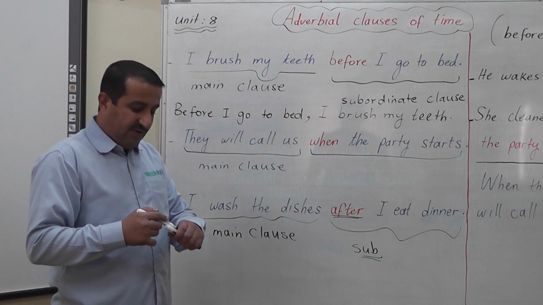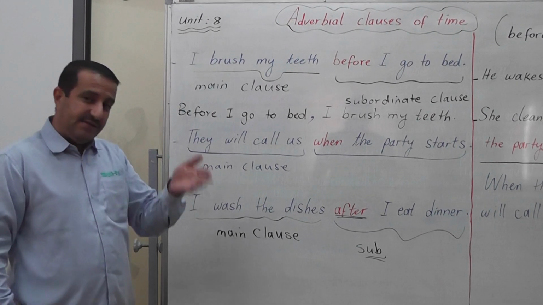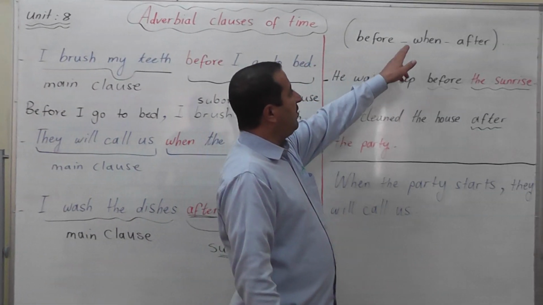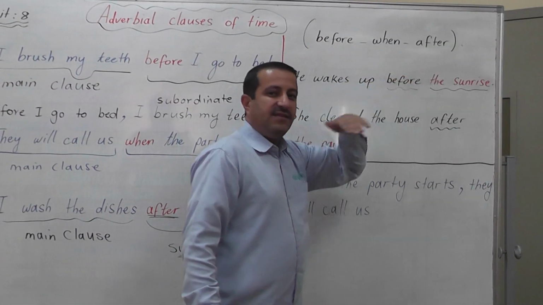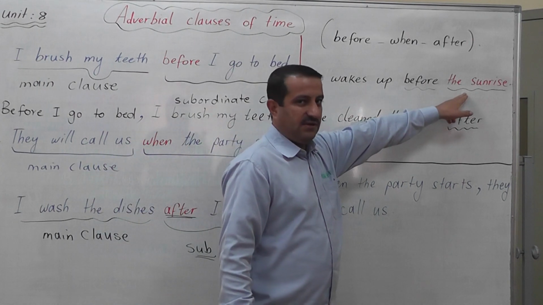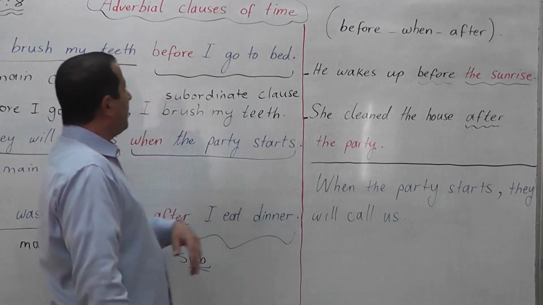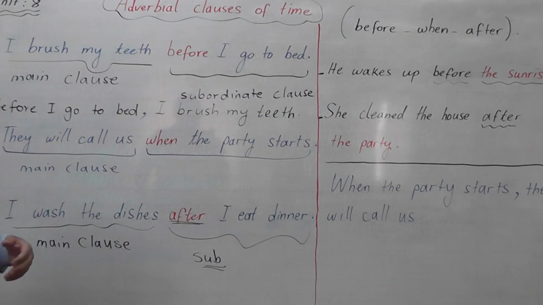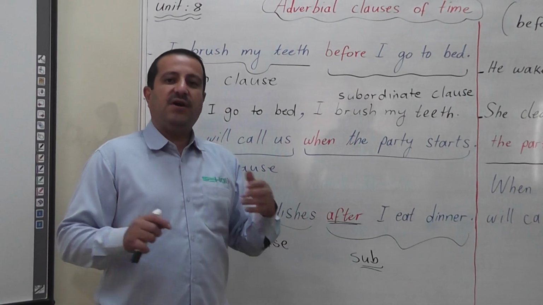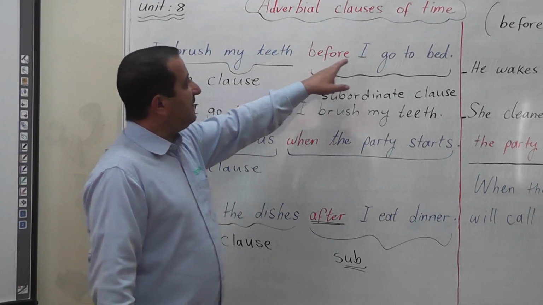So in brief, there are adverbs in English that are related to time. These adverbs are like before, when, and after. These adverbs can be followed by a noun, like this example and the second example, or these adverbs can be followed by a clause. And in this case, we call it an adverbial clause. So an adverbial clause has an adverb and a clause.